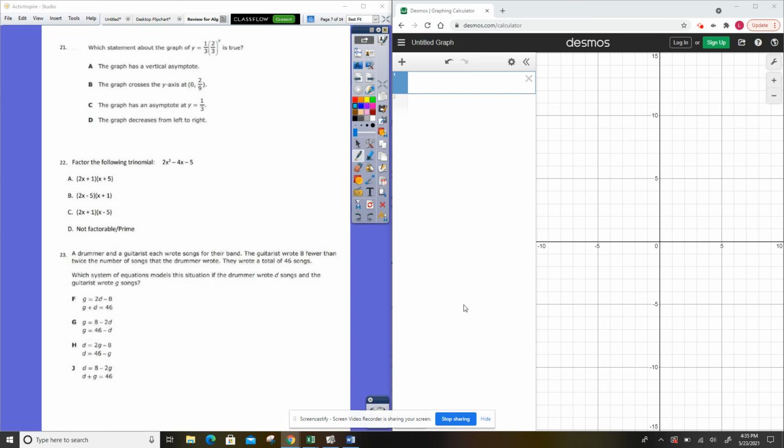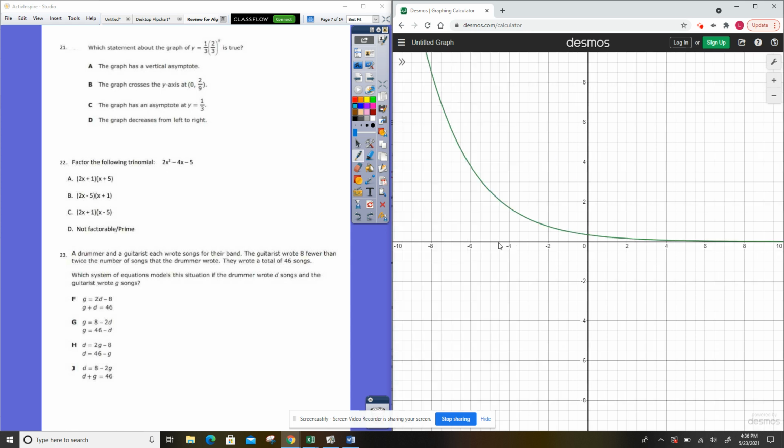Okay, so for question 21, we are going to use Desmos again. So the first thing I'm going to do is type in this equation. All right, so I have this exponential equation here. We're going to use the graph to help us figure out which of these answer choices is correct.